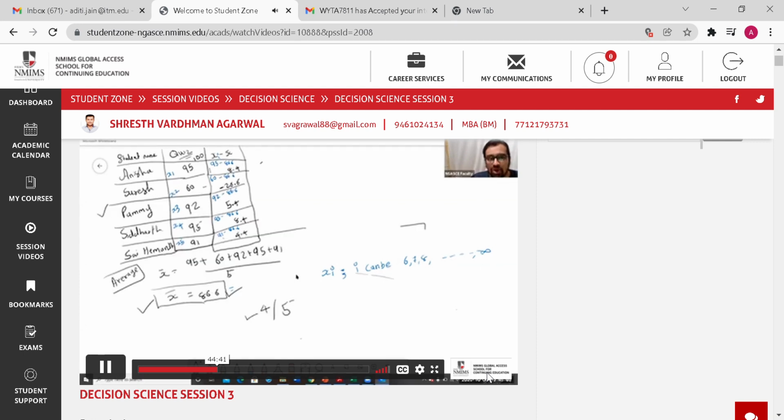Tammy has secured 5.4 marks more than the average. Siddharth has secured 8.4 marks more than the average. The mark secured by Suresh is very important here because that's the only negative value. So we can say that he has secured 26.6 marks less than the average, or below the average.